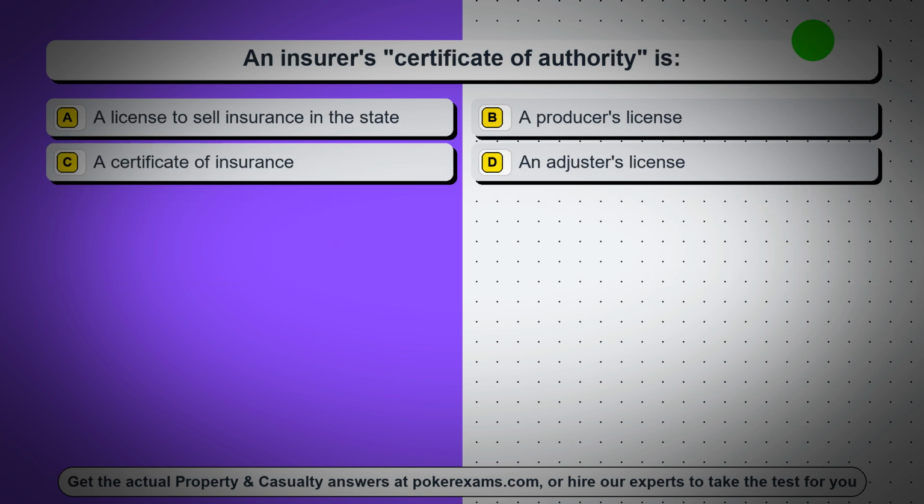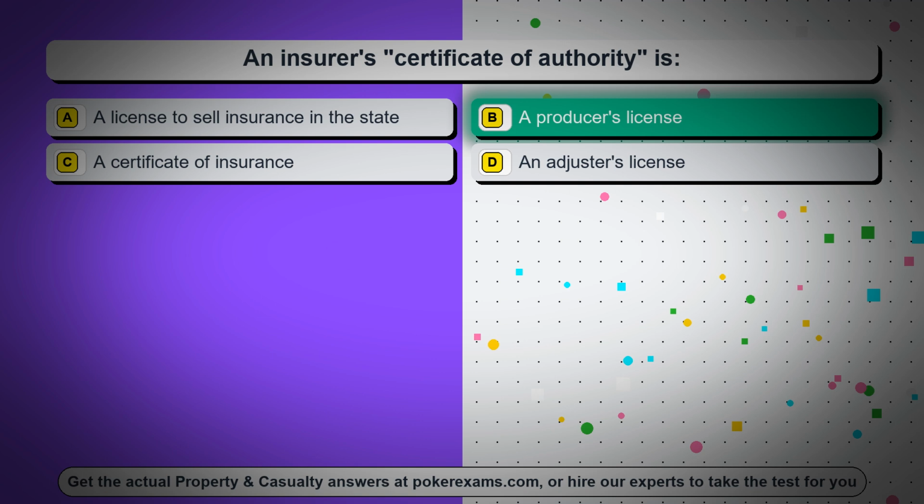Question 17. An insurer's certificate of authority is, option A, a license to sell insurance in the state. Option B, a producer's license. Option C, a certificate of insurance. Option D, an adjuster's license. The correct answer is option B, a producer's license.